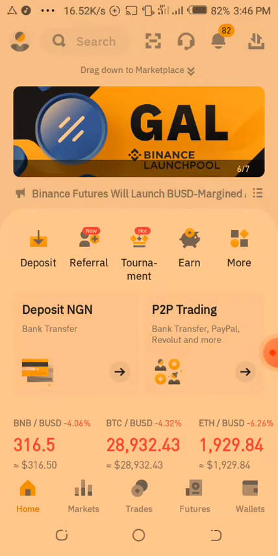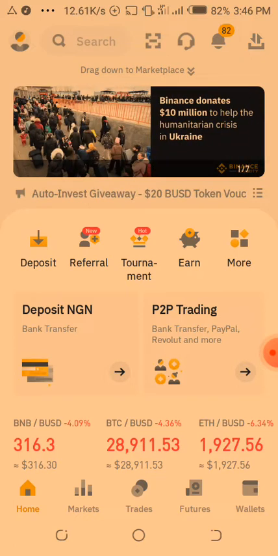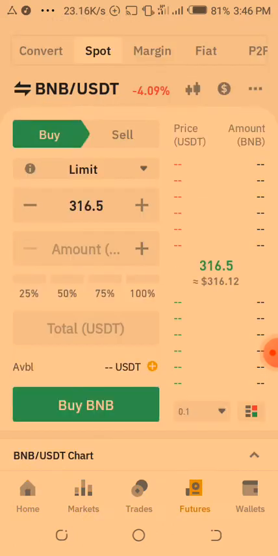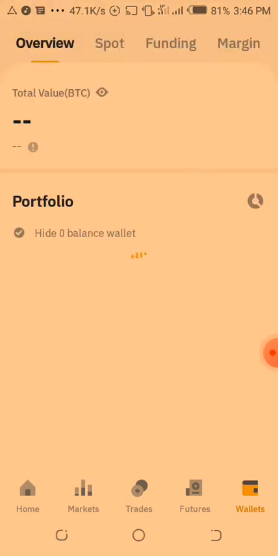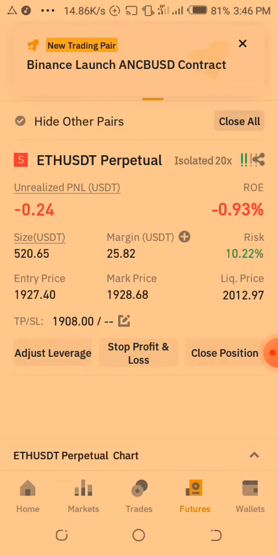All right, now for you to trade on Binance Futures trading platform, you can see on the tab bar, I have market, I have trades, I have futures, and I have wallets. Okay, and the one that you want to go into is how to trade on Binance Futures. So you click on futures.